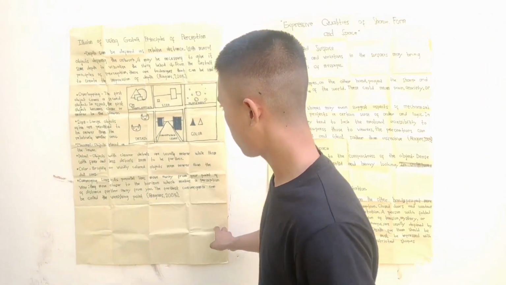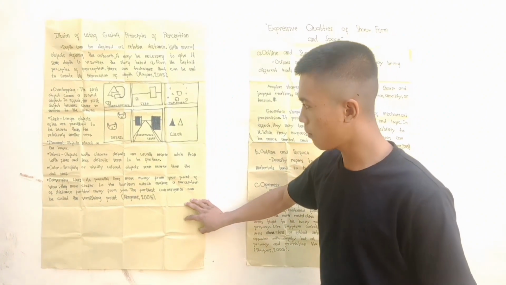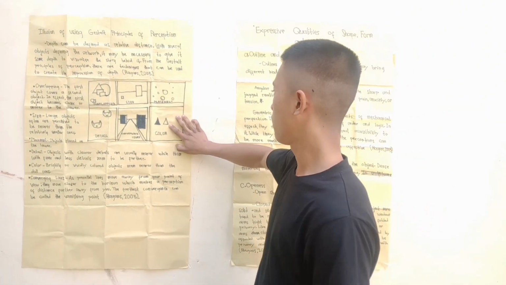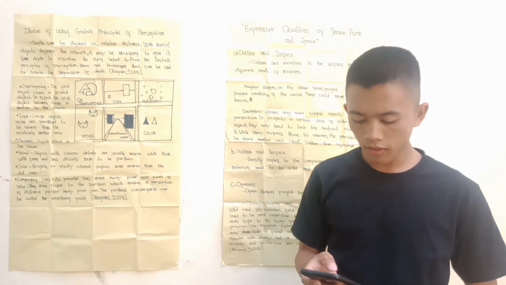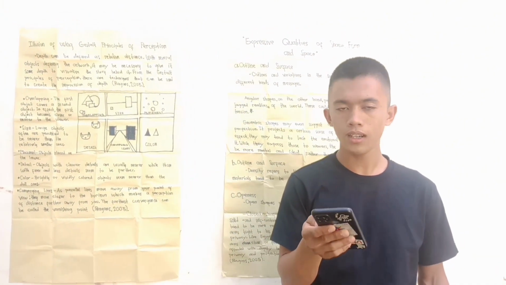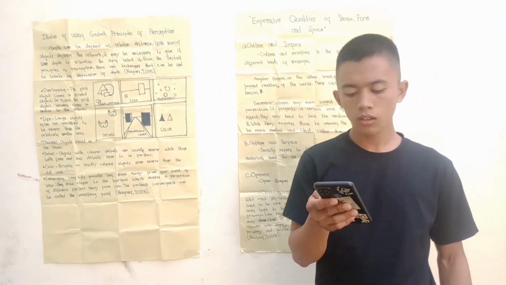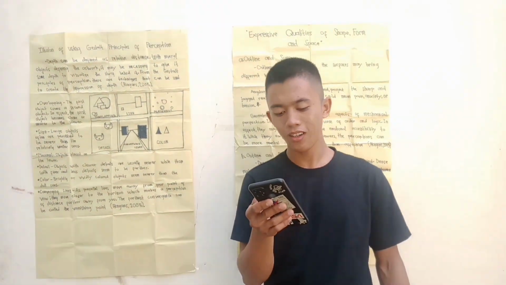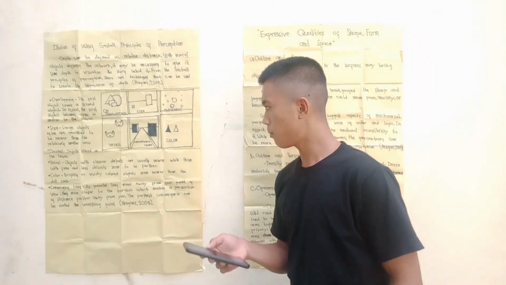So the fifth principle of perception is color. Brightly or vividly colored objects seem nearer than the duller ones. So this is an example of color. Color is defined as the aspect of things that is caused by differing qualities of light being reflected or emitted by them. To see color, you have to have light. Then light shines on an object. Some colors bounce off the object and others are absorbed by it.